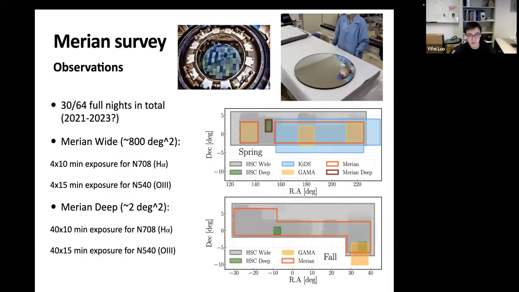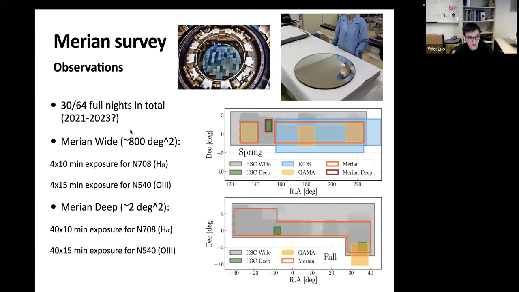Okay, so the overview for the survey. We started from 2021. Oh, sorry, I didn't update the number. We've actually already passed the halfway point of the survey. I believe we're at 44 nights already. We were hoping to finish by the end of this year, but it turns out we might need another semester, so that will be spring 2024.